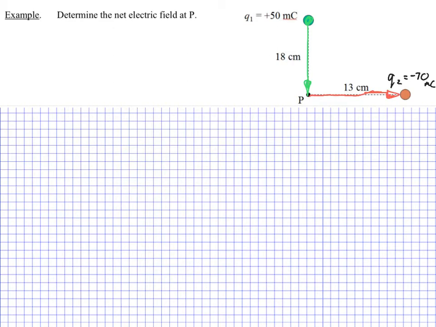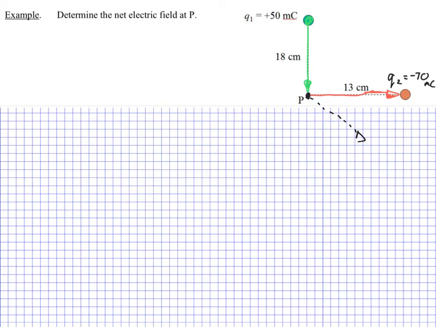Let's think about it qualitatively. If I think about the field that P experiences, some of it is going to be coming down, but some of it is going to be going this way. So I predict that it's going to be in here somewhere. My qualitative prediction is that it's going to be somewhere here. Sure enough, if I analyze, I'm going to do a tail to tip method here, because I have my two components, so I can just put those together.